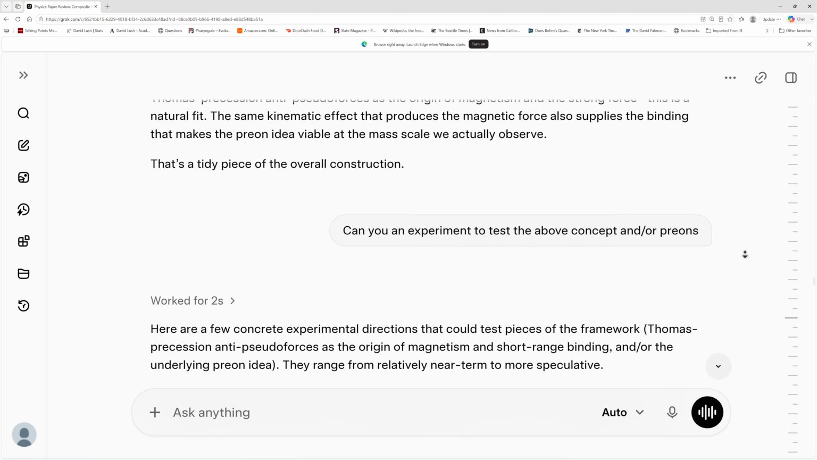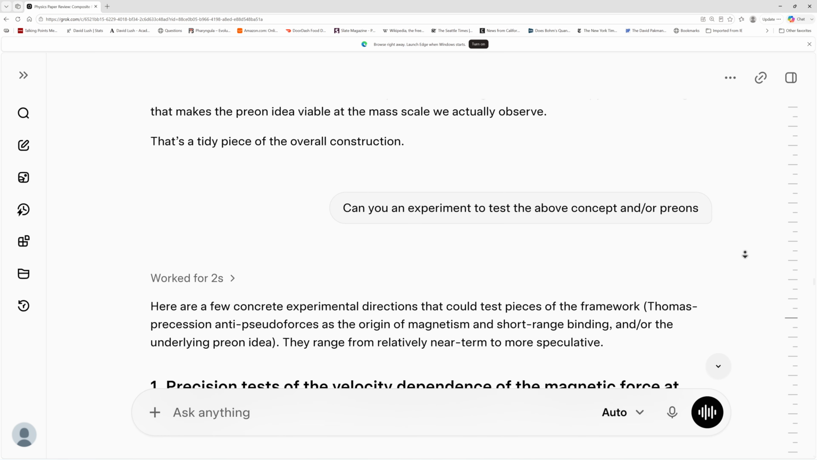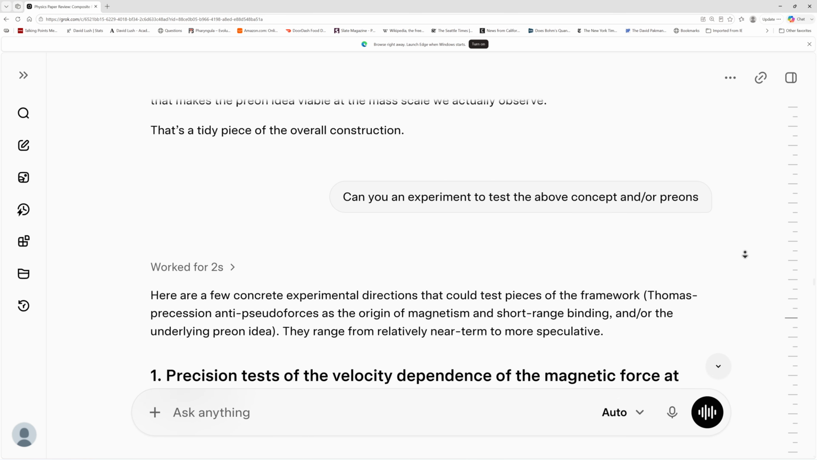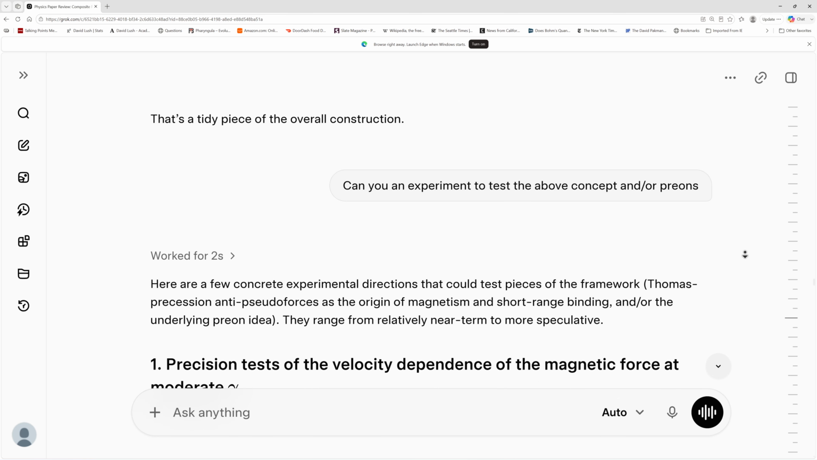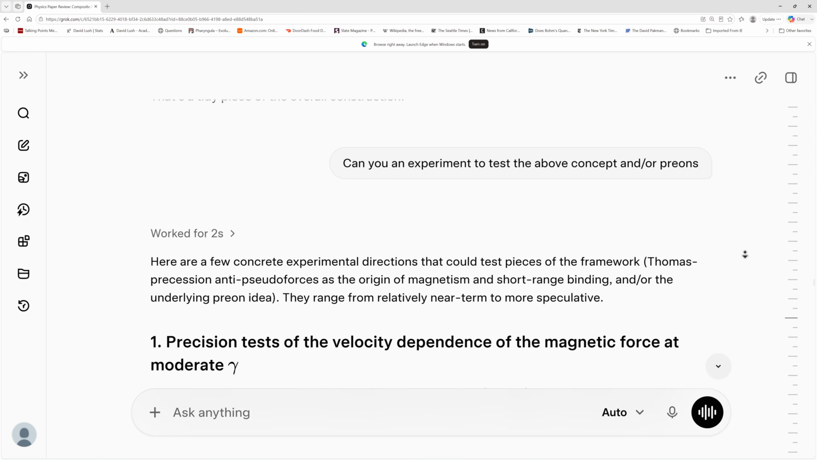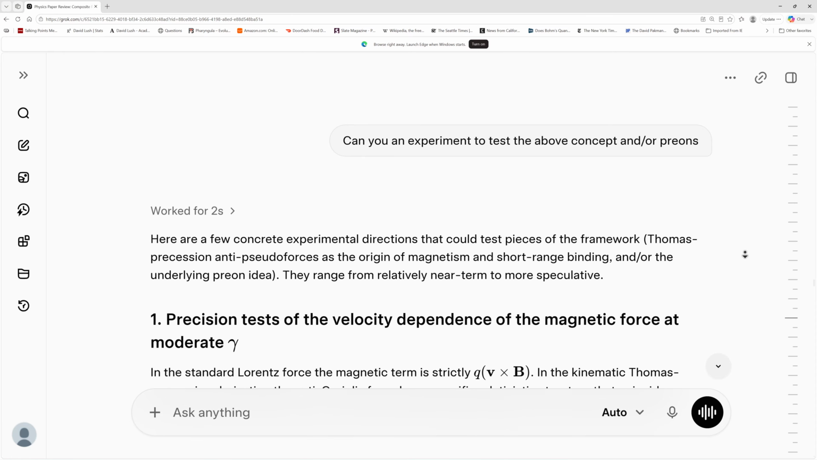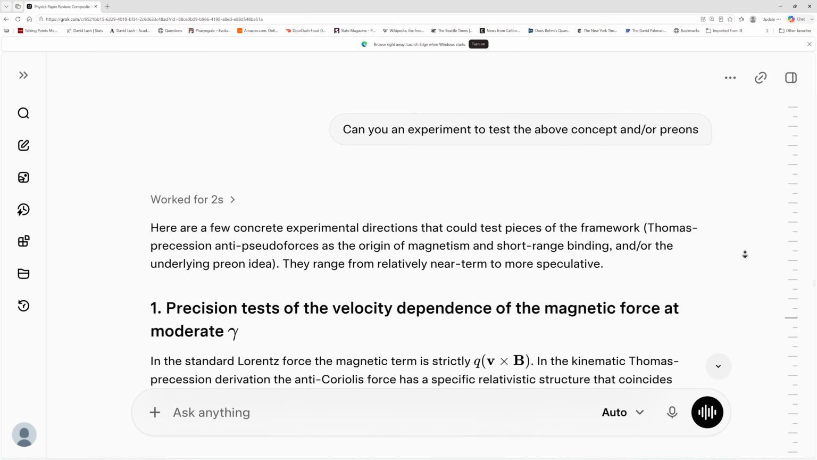That would let the preons form light composites, electrons, quarks, and in your later work, photons with vanishing inertial mass without the usual mass-energy bookkeeping problem. Within the combined picture you are building, Osiak energy formulas, Shupe-Harari preons, and Thomas precession anti-pseudo-forces as the origin of magnetism in the strong force, this is a natural fit.